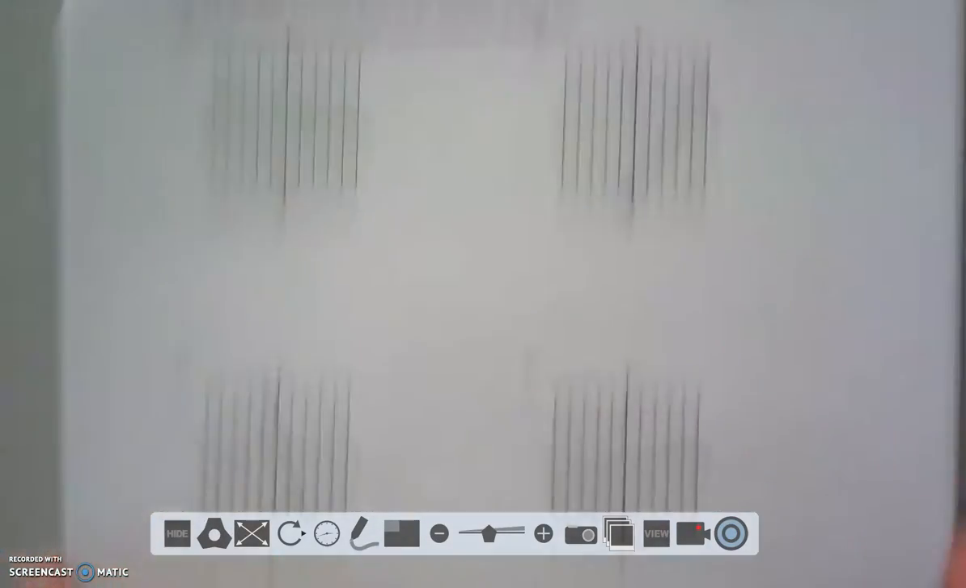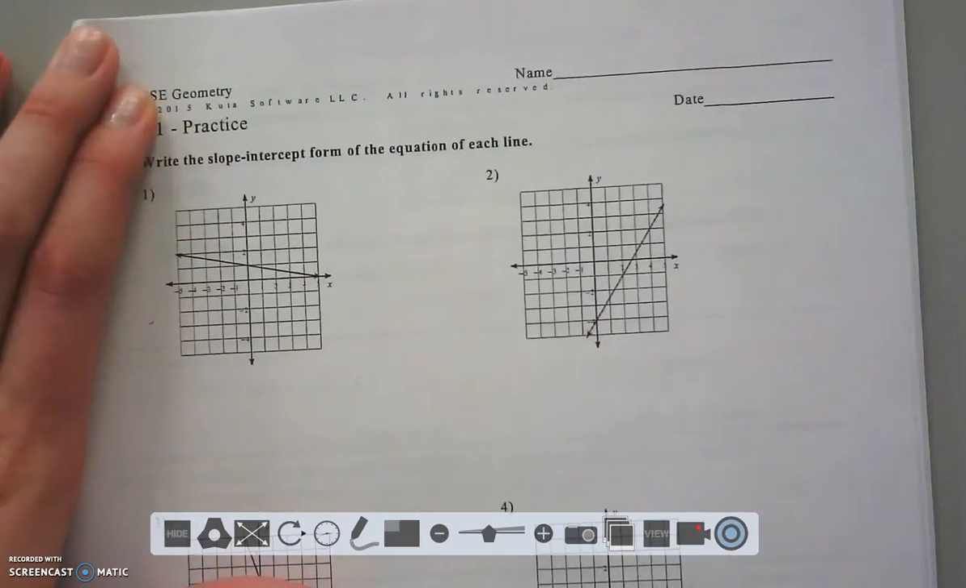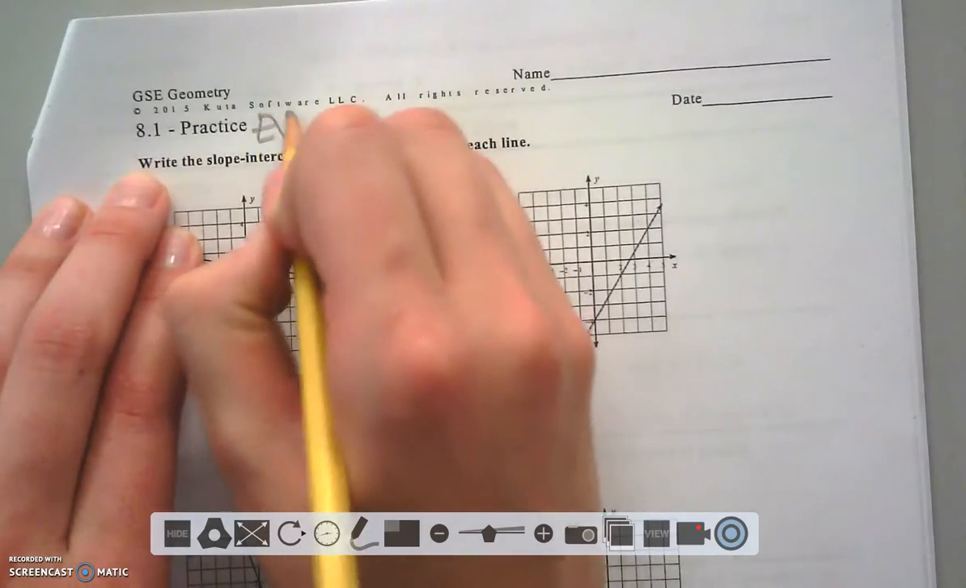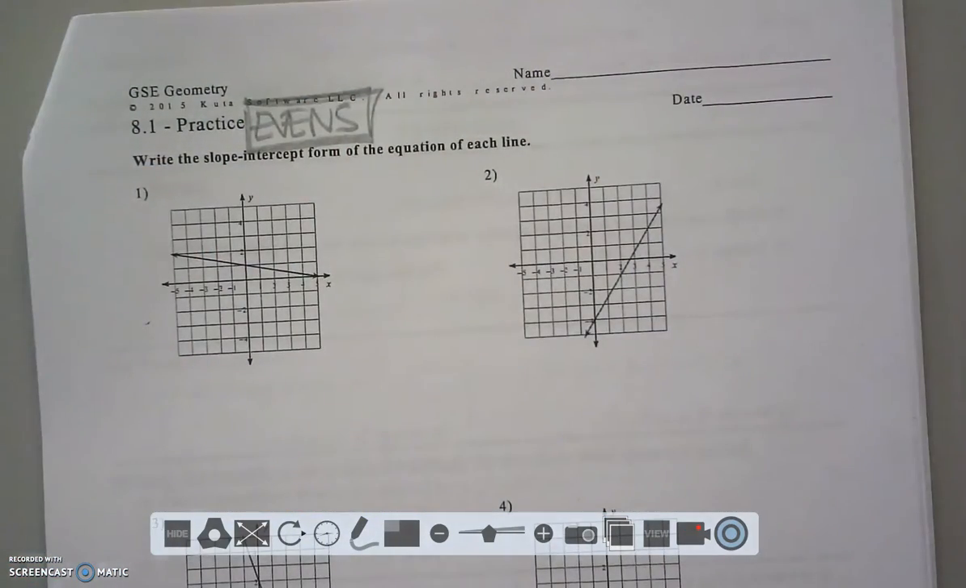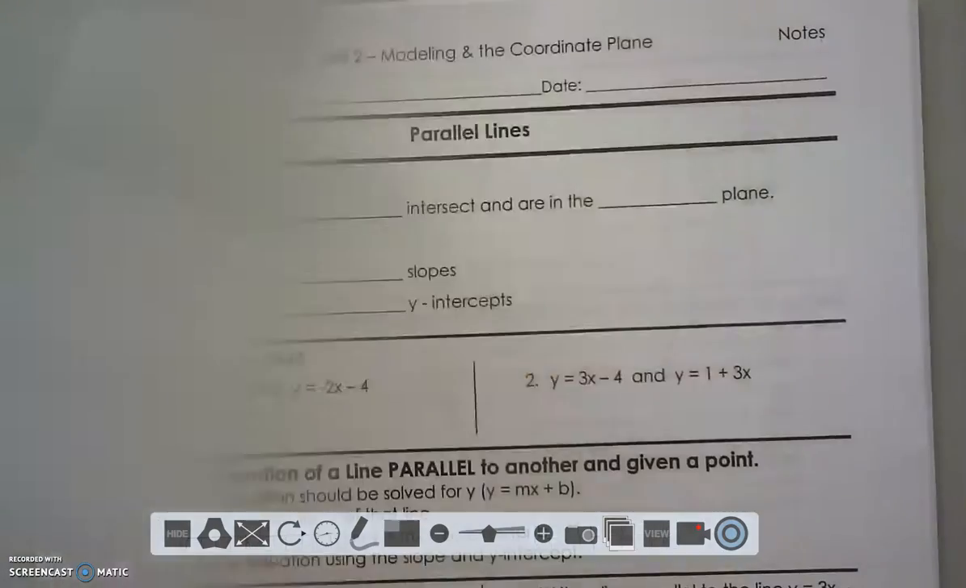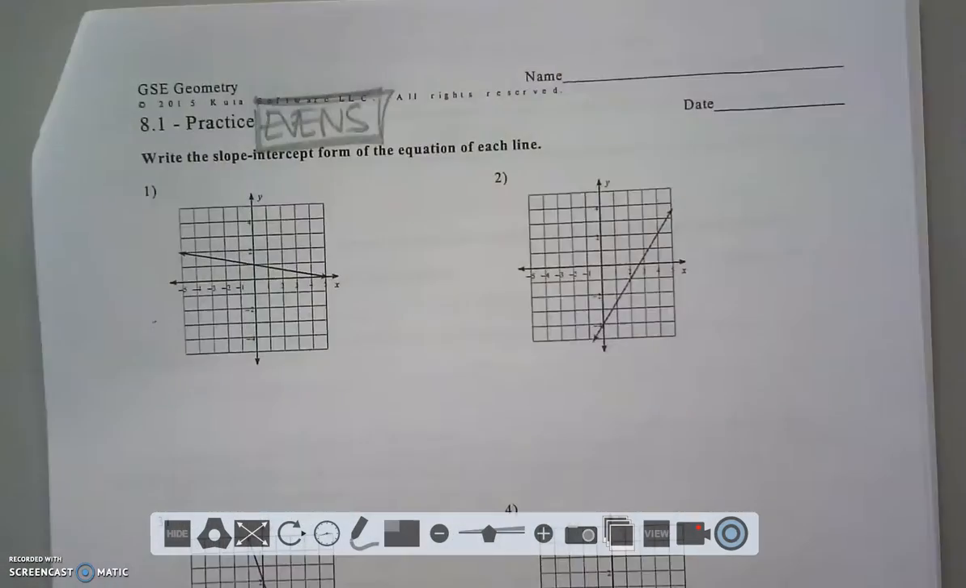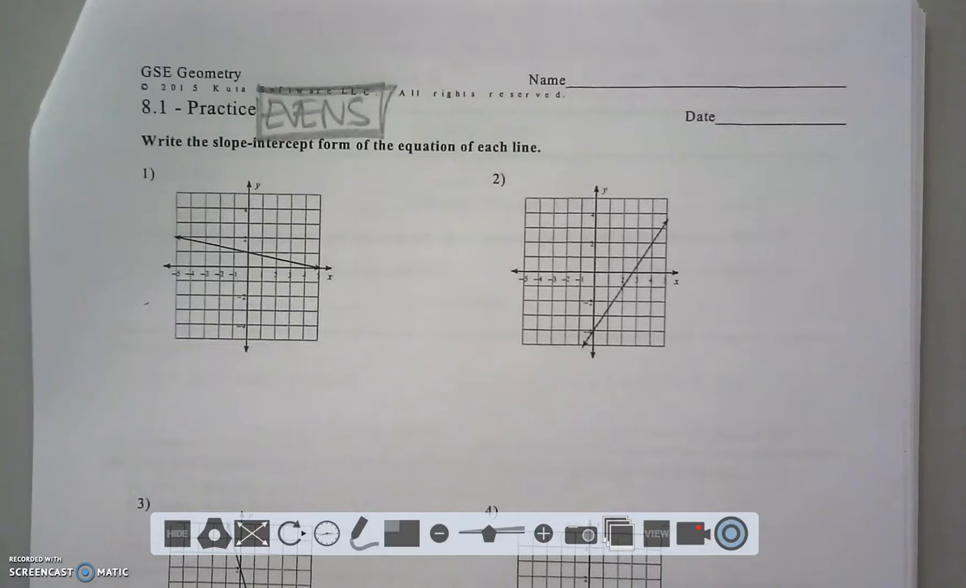Okay. Let's do the evens on this page. So finish up your notes and work on the evens front and back. Your next video is going to be on parallel and perpendicular lines.